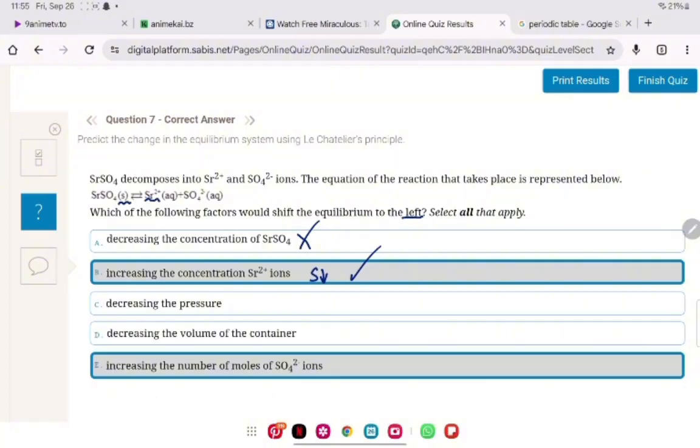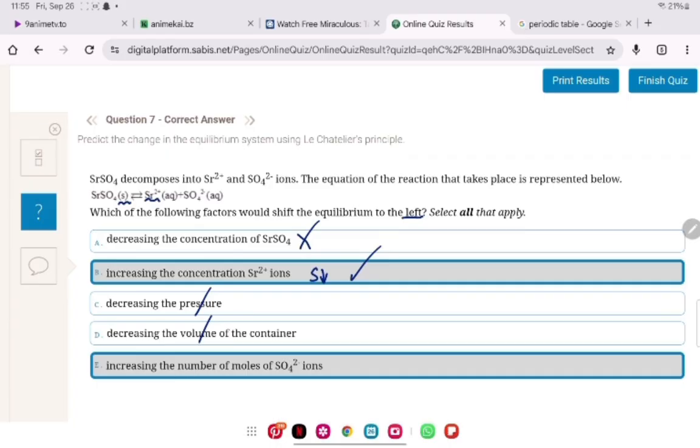Decreasing the pressure. Usually we'd say that decreasing the pressure makes it go to the side with more moles, so that's why it's not the answer. But it's not the answer for another reason: there's no gas. And remember, we said pressure and volume only work on gases. They don't work on solids or liquids. So this is wrong and this is wrong. But let's say it was a gas. This would be wrong and this would be correct. But since there's no gas, these are both wrong.